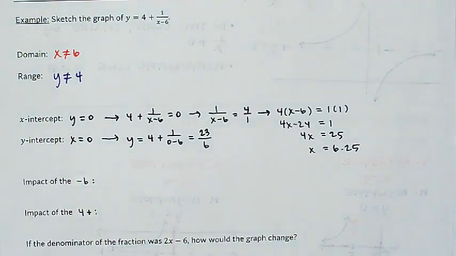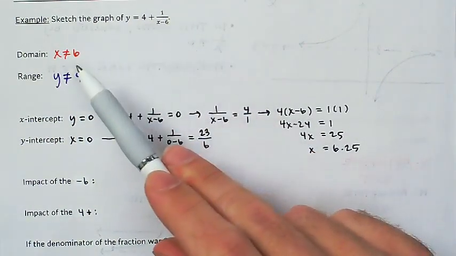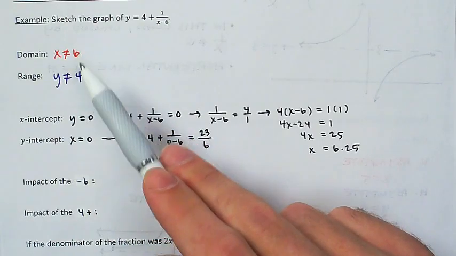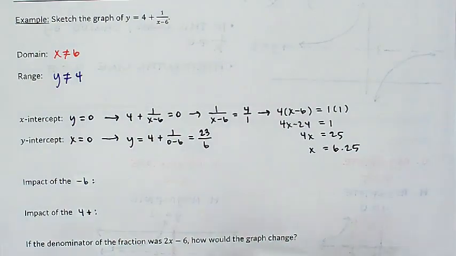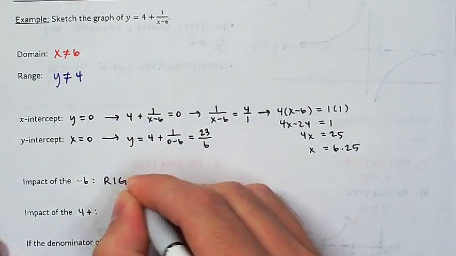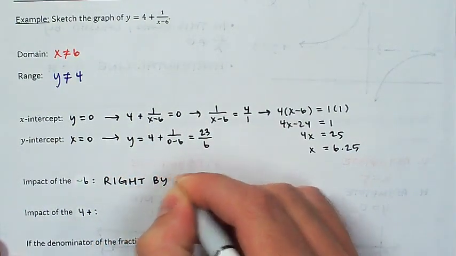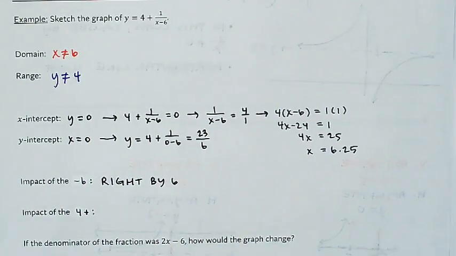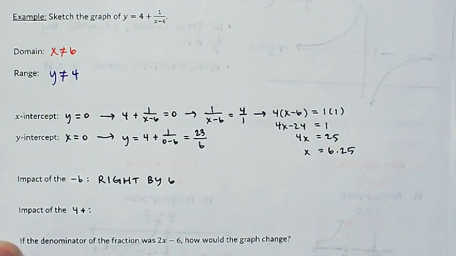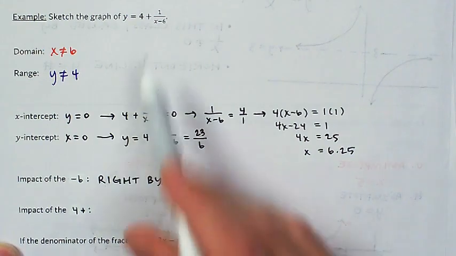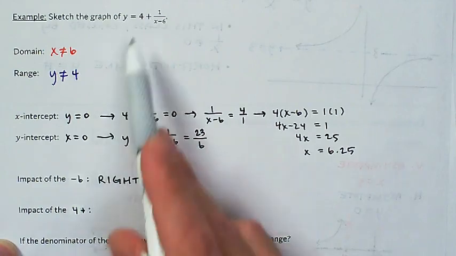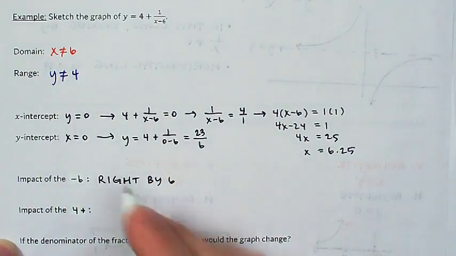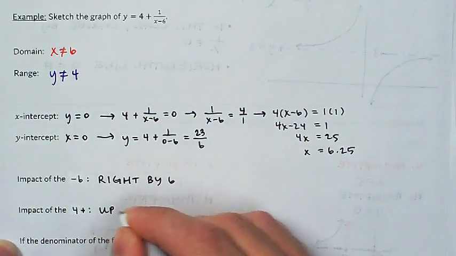Okay. The impact of the -6, well, that really changed the domain. I'm going to change the equation of my vertical asymptote. It caused it to go from x equals 0 to x equals 6. That's a right by 6. And then the 4 plus on the outside, well, it was like if we added 4 after the fact. It's going to move it up by 4, right? We moved our horizontal asymptote up by 4.